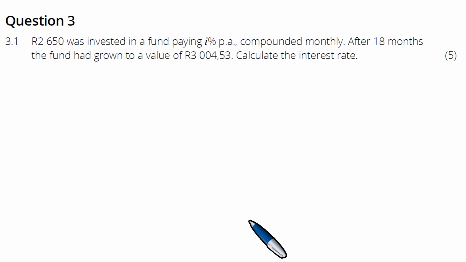Okay, at this point, we have that 2,650 rand was invested in a fund. And this fund was paying 8% per annum compounded monthly. After 18 months, the fund had grown to a value of 3,004 rand and 53 cents. Calculate the interest rate. What formula do we use here? What formula do you think you need to use here, Perelelo?